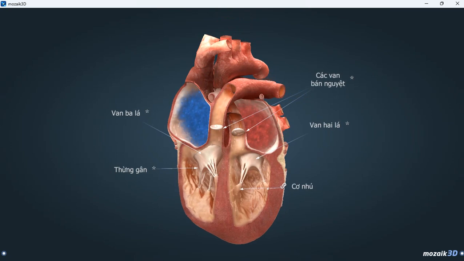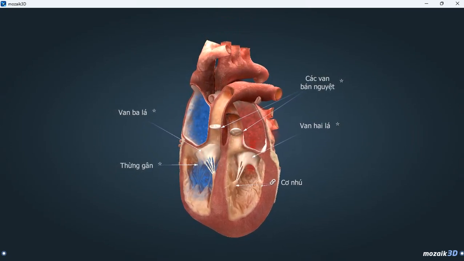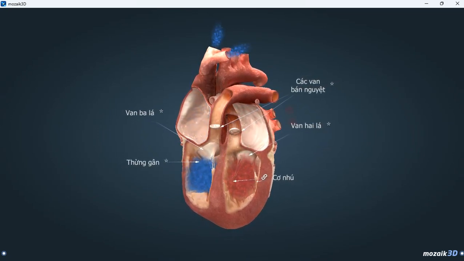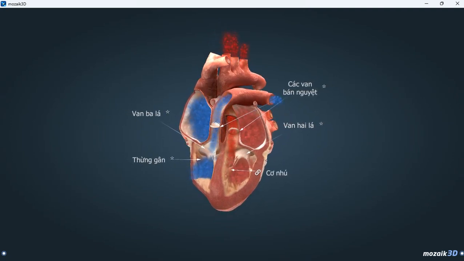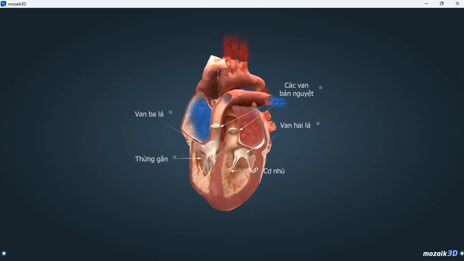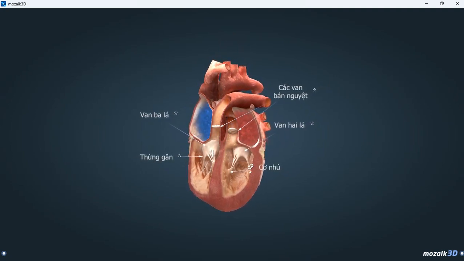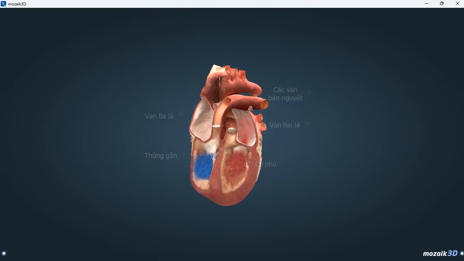There are further valves called semilunar valves at the roots of the great arteries, that is, the aorta and the pulmonary artery. When the ventricles relax, these pocket-like leaflets that form part of the semilunar valves fill with blood returning from the large arteries. The edges of their leaflets touch each other, and thus the valves close, preventing the backflow of blood into the ventricles.